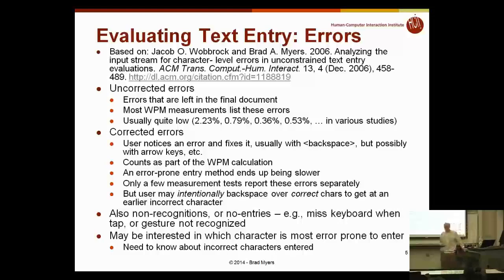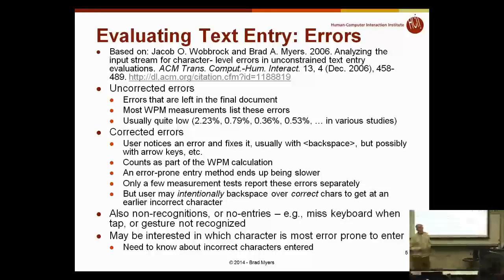It doesn't help to type really fast if almost everything you type is incorrect. So the next measure is errors. My former student Jake Wobbrock and I wrote kind of the definitive paper about measuring errors. This is based on Scott MacKenzie's work and some other people, but extending it to be a very systematic way of measuring how many errors you're making when you're doing text entry. This is required reading for the homework and for this class. And hopefully we'll be able to get some of this content into the assignment.